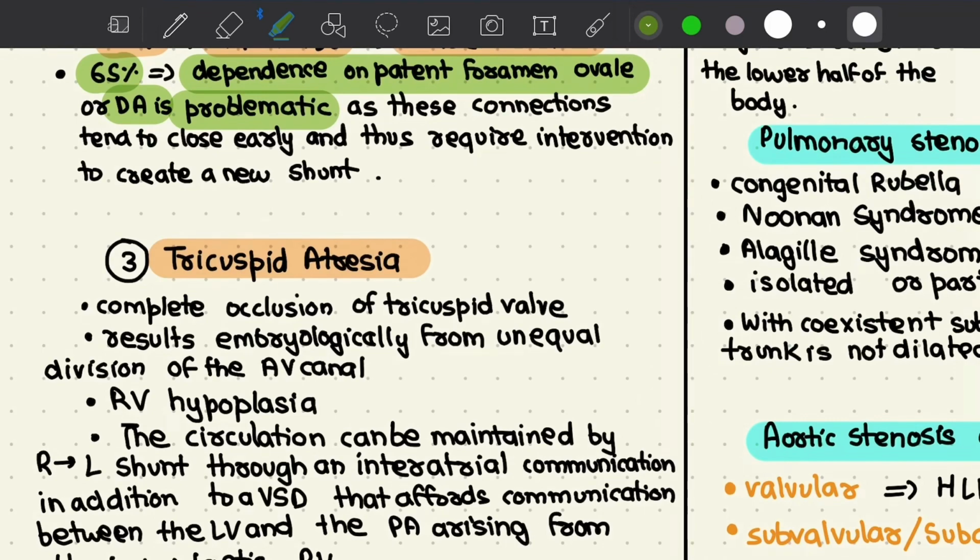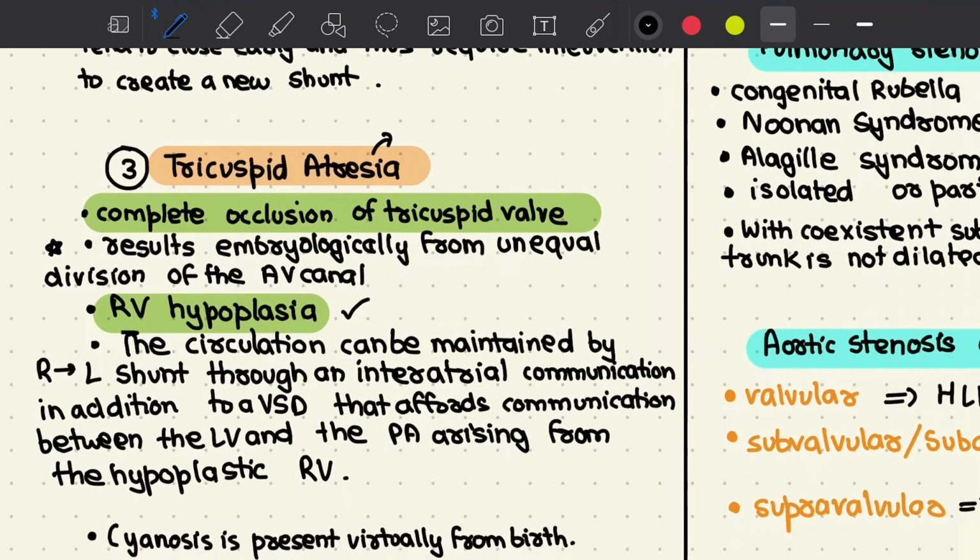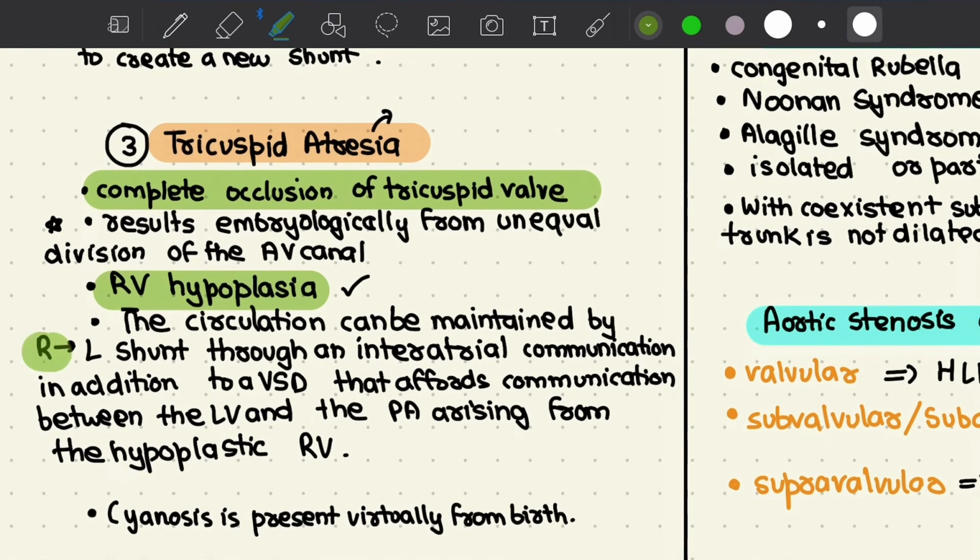Next, we have tricuspid atresia. As we know, atresia means a complete obstruction. So here there is a complete occlusion of the tricuspid valve. The reason behind this is that embryologically it arises from the unequal division of the atrioventricular canal. So we will get a right ventricular hypoplasia, and the circulation can be maintained by a right to left shunt through an interatrial communication, in addition to a ventricular septal defect that affords communication between the left ventricle and the pulmonary artery arising from the hypoplastic right ventricle. In these cases, we have cyanosis which is present virtually from birth.